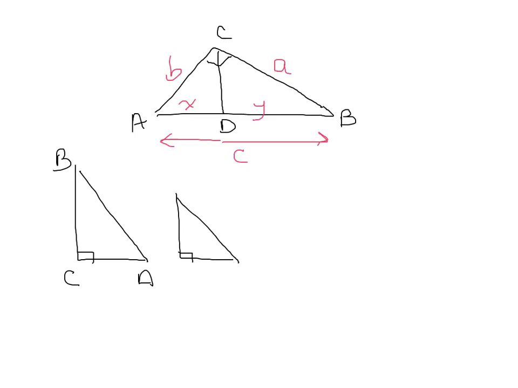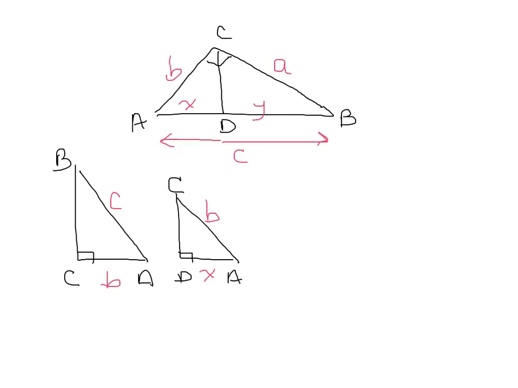orientation here. So D is the right angle, and we've got A here and C here. So let's label our sides that we know. AC is B, and the entire AB hypotenuse is labeled as length C. And the side AD over here is labeled X.